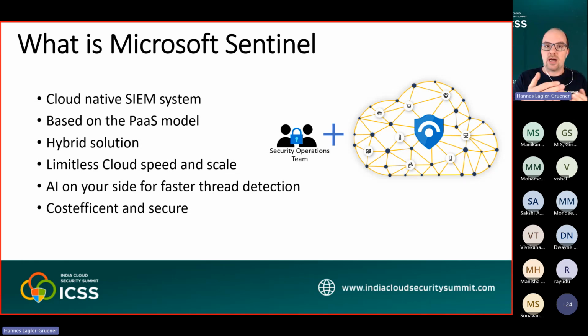You have here limitless cloud speed and scale. So if you start small, so you transfer your data to Microsoft Sentinel, for example, the first day with 1 GB, and the second day you transfer 5 TB of data to Microsoft Sentinel, you don't have to think about scaling up, scaling down. So Microsoft will handle this for you. You have artificial intelligence on your side to bring a faster detection into your system. So this will help your SOC analysts to detect incidents, to detect threats, and also to verify and clear the threats.